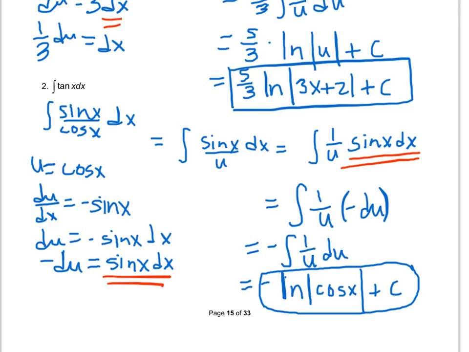Okay, so again, you can always double check your answers by taking the derivative of this, and if you do, the derivative of a natural log is the derivative of the argument over the original argument. Derivative of cosine is negative sine of x, and it would be over the original argument, which is cosine of x, and the negatives are going to cancel, and you'll end up with tangent. So it works.